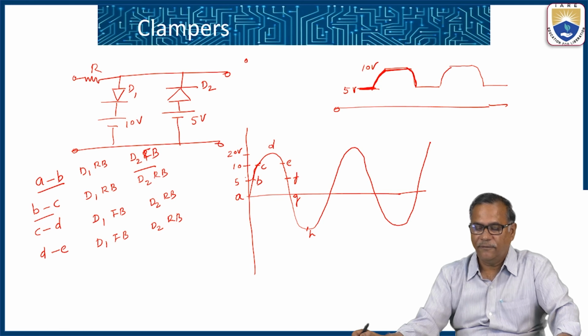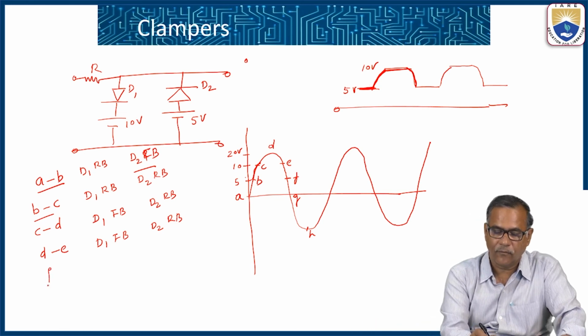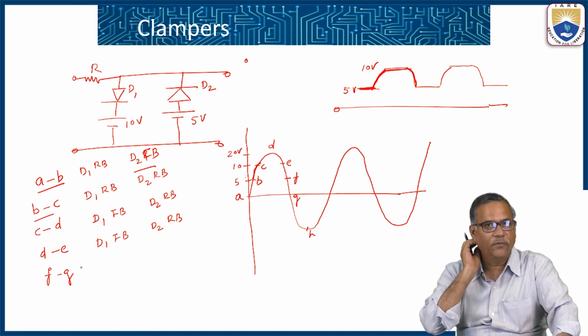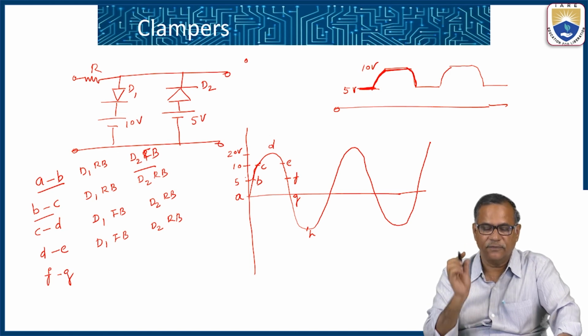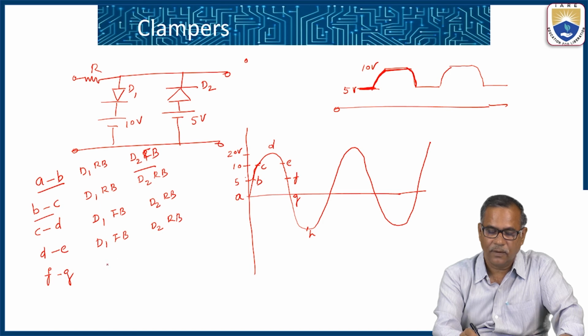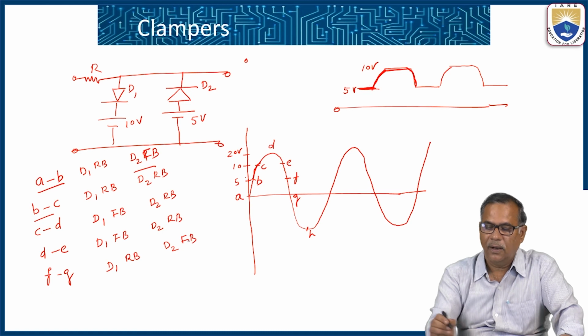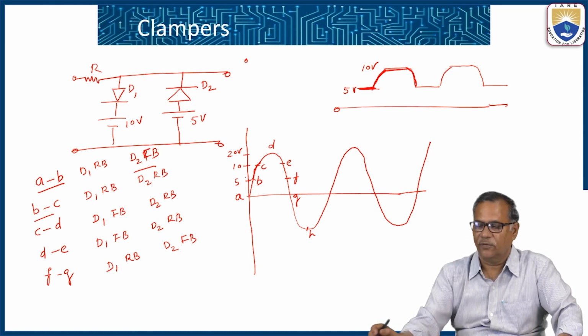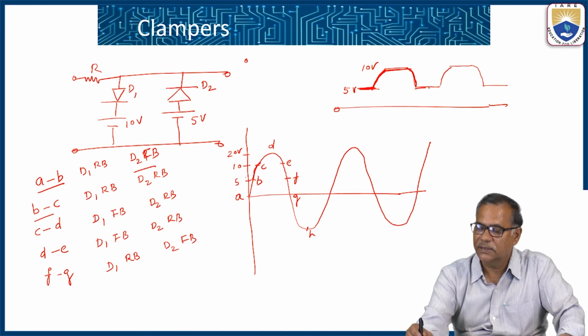And from F to G, the voltage is less than 5 volts. So when the voltage is less than 5 volts, what happens? D1 is in reverse bias, but D2 is in forward bias, and the output voltage is clamped to plus 5 volts. So we get this waveform.